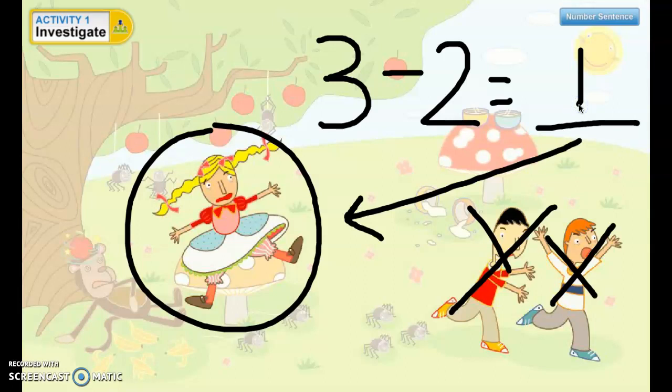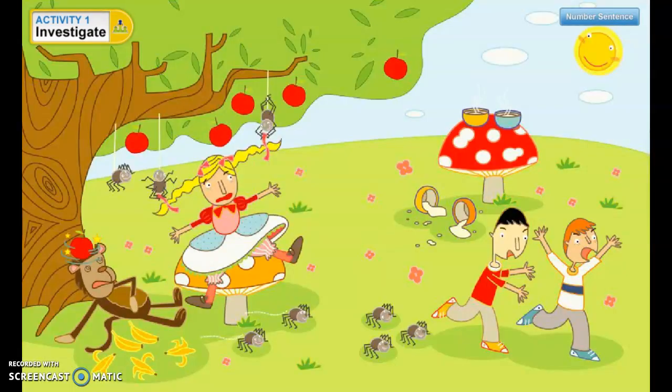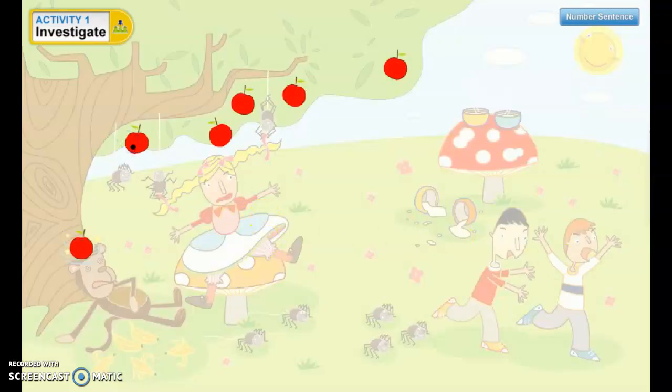There's 1 child left. Okay, so that is what you're going to be doing in this chapter, and when we go to the workbook pages that follow this video, you're going to be practicing making some number sentences on your own. So I'm going to look at one more. Let's take a look here at the apples. There they are. And I'm going to count how many apples there are.